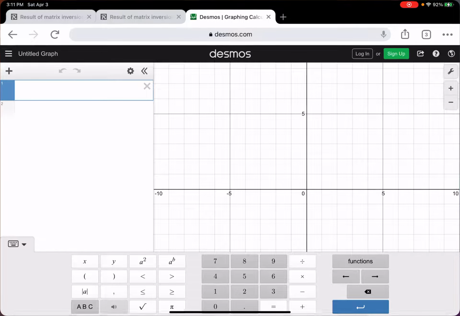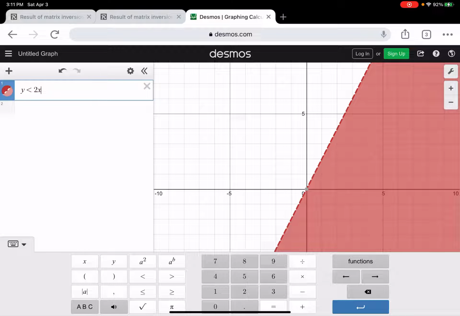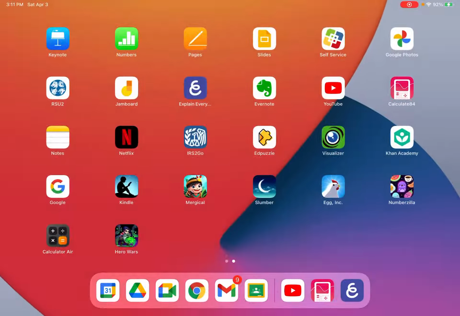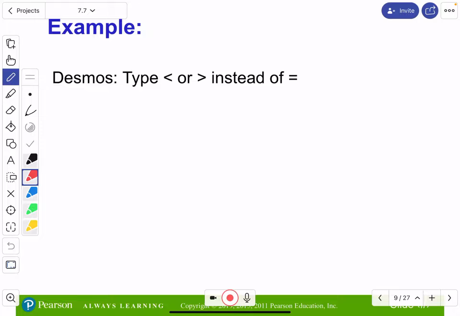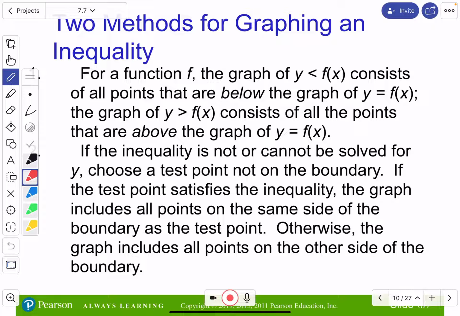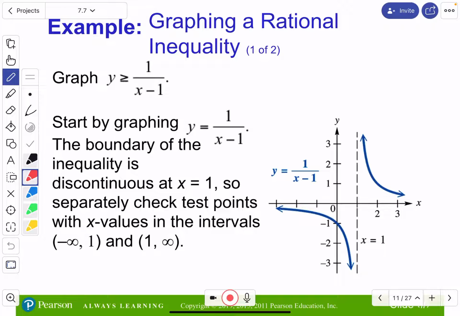Desmos does the same thing. So if I were to write y is, this time we're going to use a less than 2x, it'll shade. If you used less than or equal to, it'll put your solid line versus your dashed line. So you can graph these the same way you graph anything else. Desmos, if you're just typing, you're going to use these. Otherwise, it has the buttons for you. If it cannot be solved for y, so if you can't make it say y equals and just do above or below, you test the point. We just talked about that.